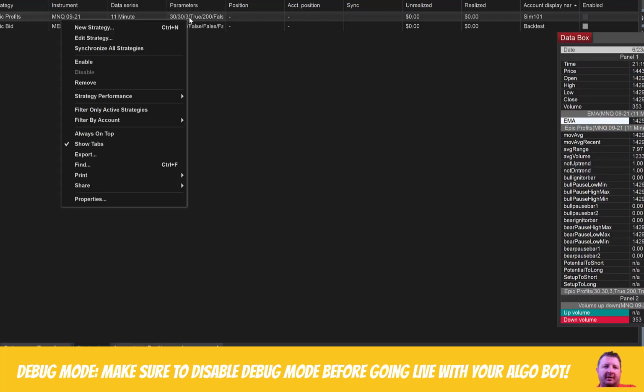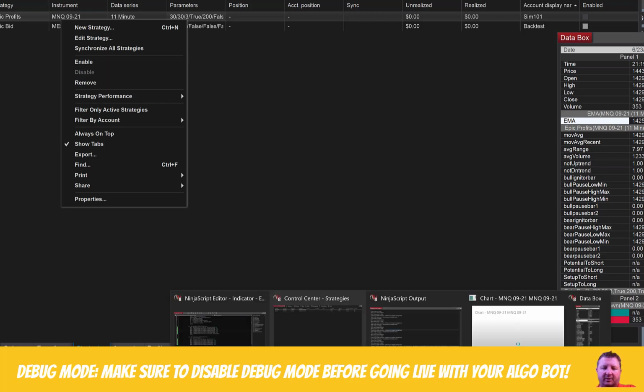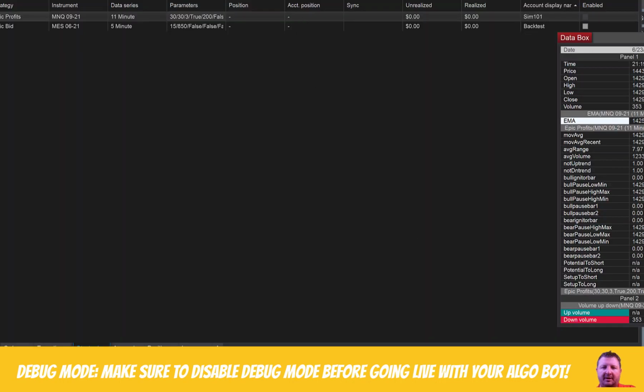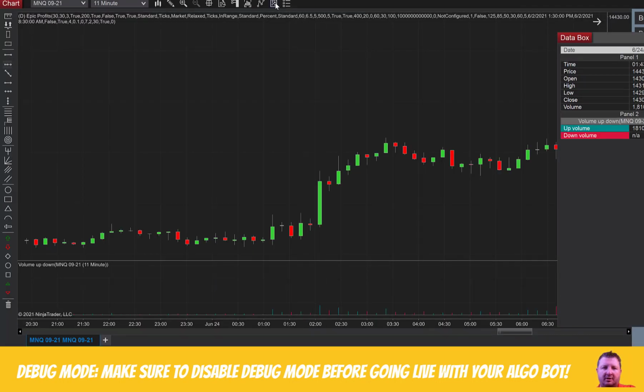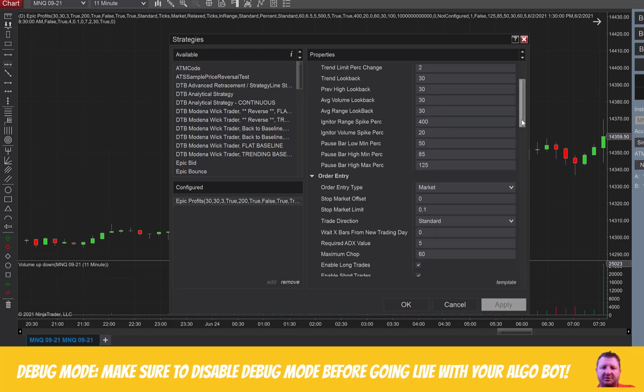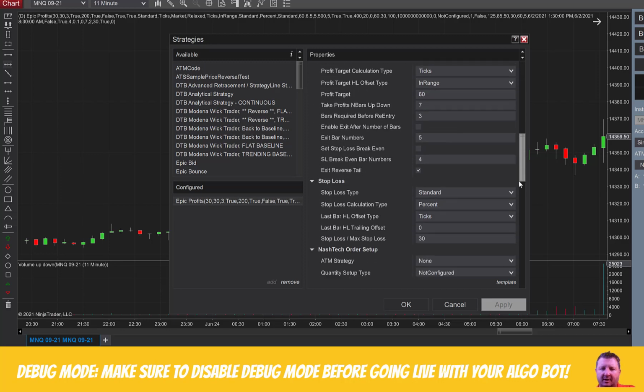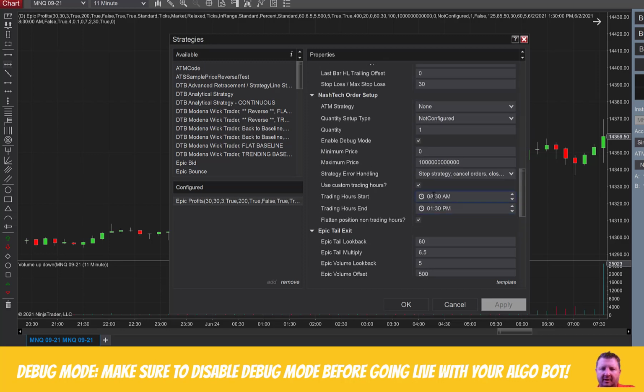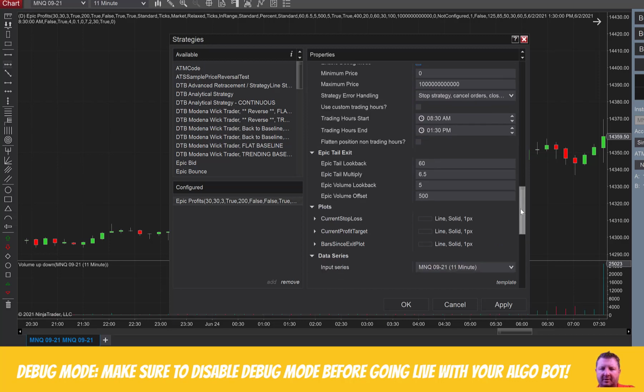Instead of right-clicking and enabling here, I just want to get everyone familiar with how to do it in multiple places. So you can also come into the actual chart, click on the strategies icon, and you can enable it here. We're not going to change anything. The only thing we change, we'll say we change the time. I meant to disable that, and I want to disable debug mode.